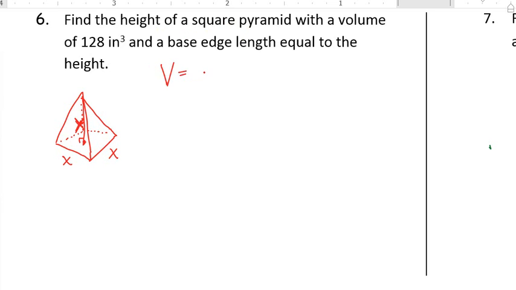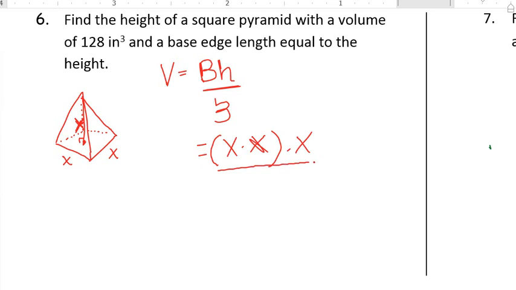So when they're asking us to find the height of the pyramid with a given volume, let me go ahead and fill in what we have. This would be area of the base times the height, and then we're going to divide this by 3. Now we know that the area of the base, because it's a square, would be length times width. So that would be x times x. And we also know that the height measures the same. So once we have the area of the base right here, we can multiply that by the height, which is x. And then we're going to take that and divide by 3.